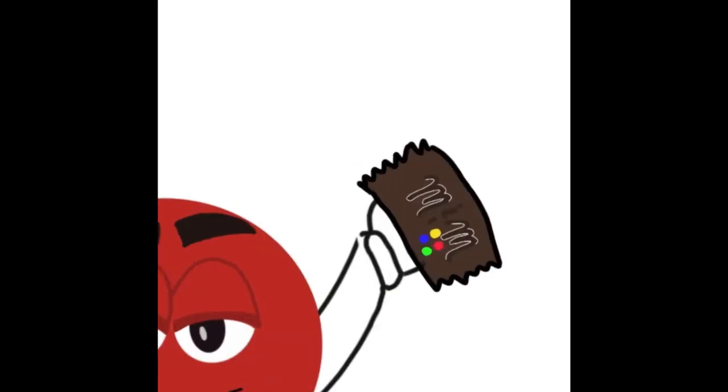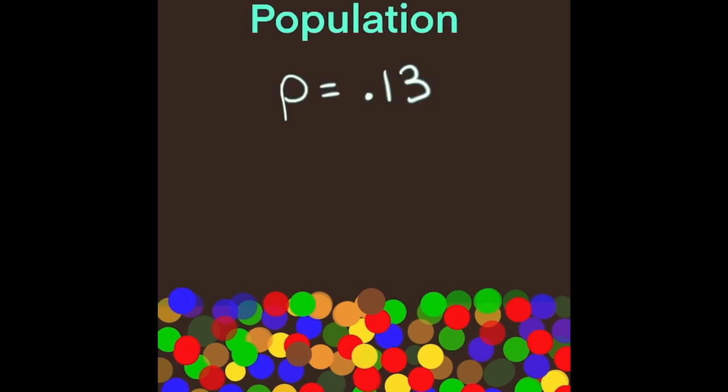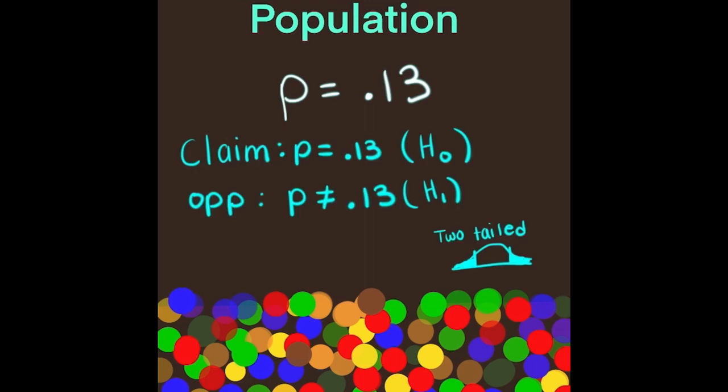So let's have Red show us that a little bit more. Our population proportion will be 0.13, and that's going to be the true population. Our claim will be p equals 0.13, and our opposition will be p does not equal 0.13. And this will be a two-tailed test because we have an equals and a does not equal.